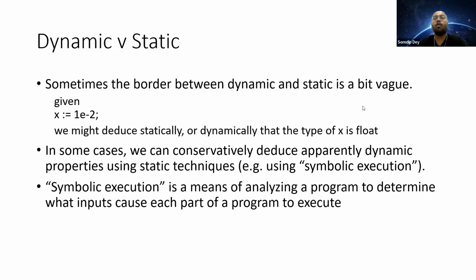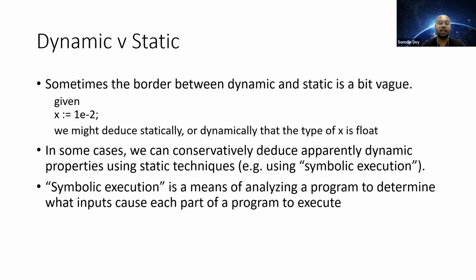So as I've mentioned, oftentimes in practical sense, there can be very vague or little differences between dynamic and static type checking itself. So in some cases, we can conservatively deduce apparently dynamic properties using static techniques as well. One such example is symbolic execution, where symbolic execution is a means of analyzing a program to determine what inputs cause each part of the program to execute.